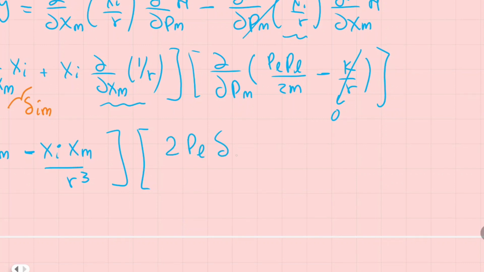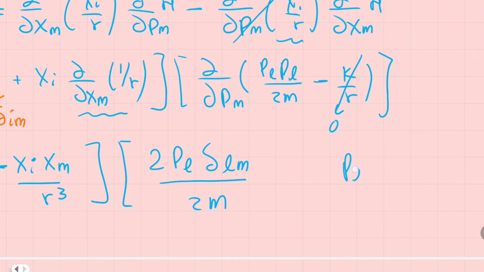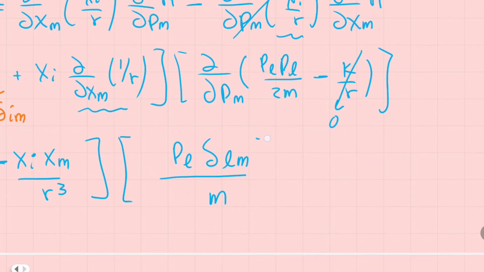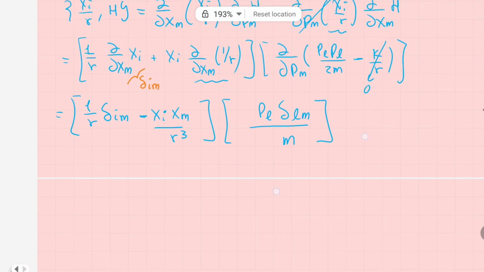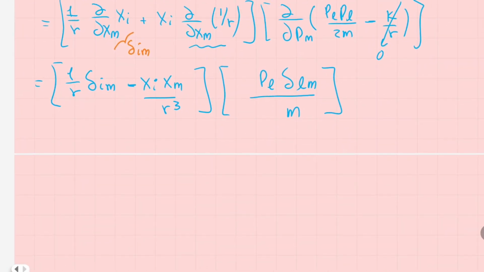Okay, but we are going to calculate now that we are going to get 2PL Kronecker delta Lm over 2m. Because this is like PL squared. If we take the derivative, we take the 2 here times PL times the derivative of PL with respect to Pm, but that is the Kronecker delta Lm. We eliminate these 2's, and then we are going to get the next.